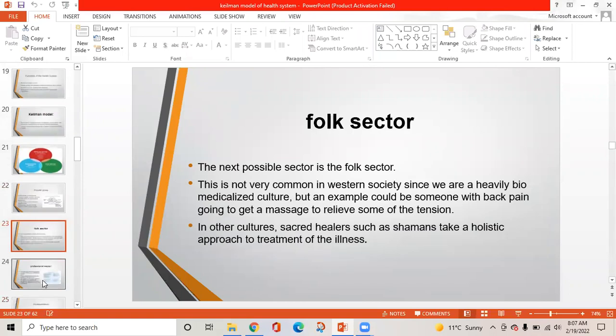Folk sector. The next possible sector is the folk sector. This is not very common in Western society since we are a heavily biomedicalized culture, but an example could be someone with back pain going to get a massage to relieve some of the tension. In some other cultures, sacred healers such as shamans take a holistic approach to treatment of these illnesses. These are the folk sectors.